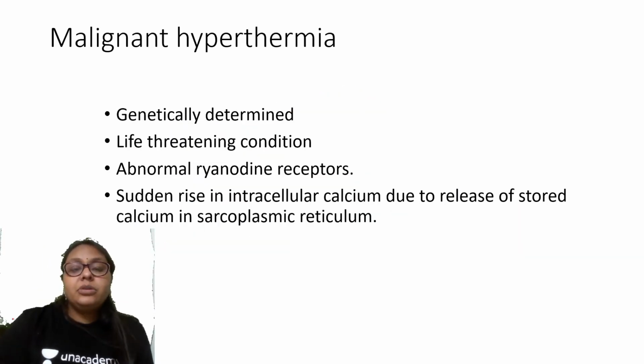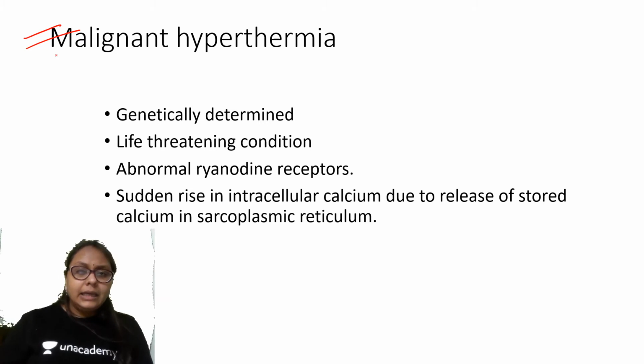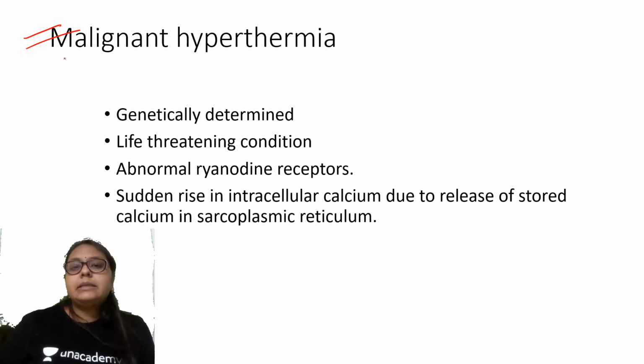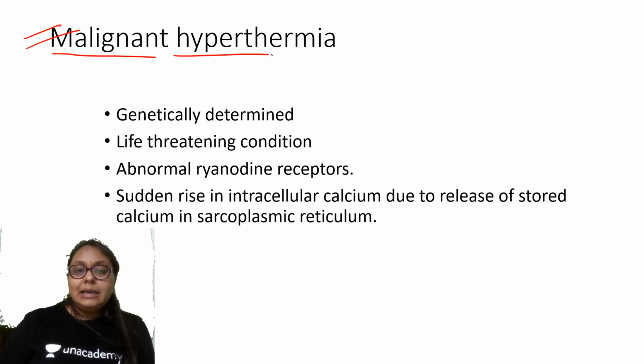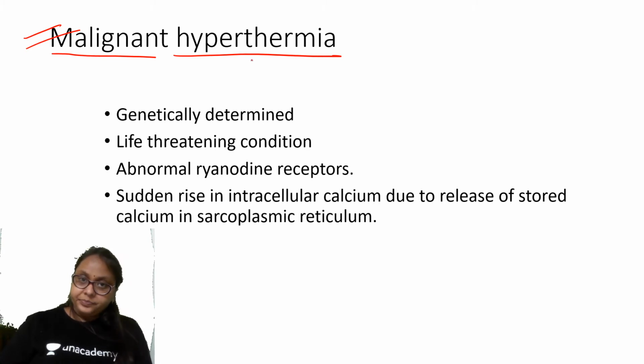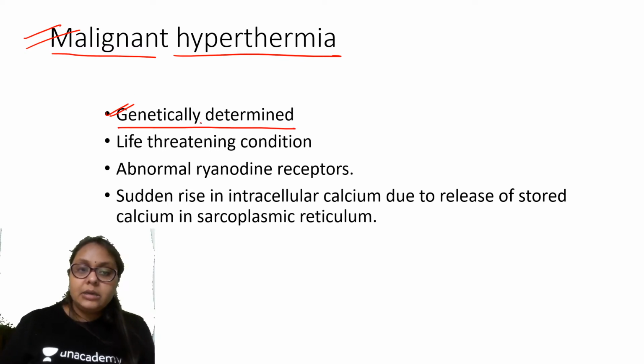Now, coming to the third important complication that can occur during anesthesia, that is malignant hyperthermia. Malignant hyperthermia is a genetically determined disease, and it is a life-threatening condition.